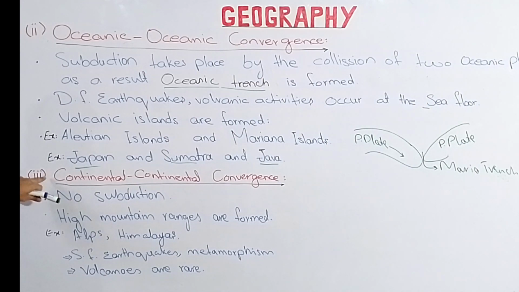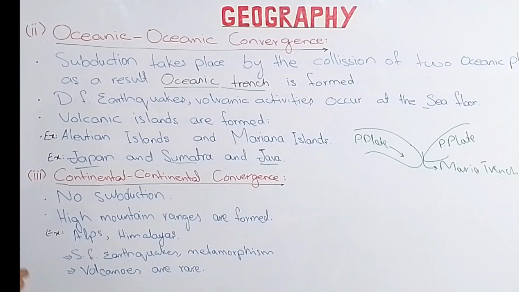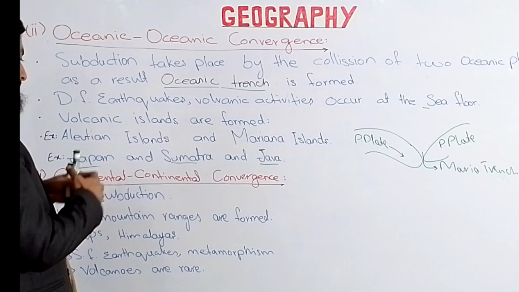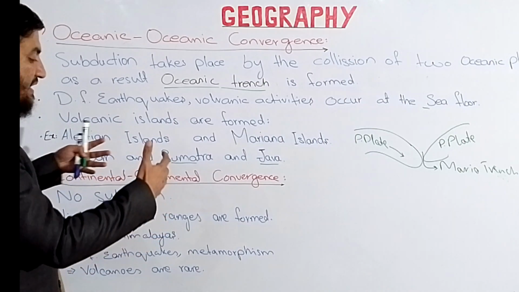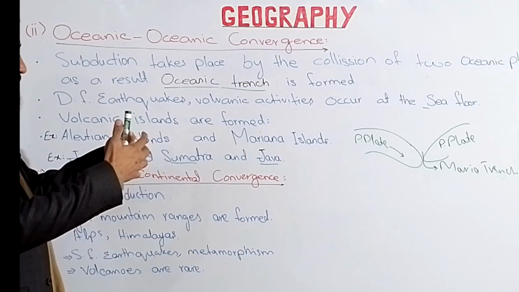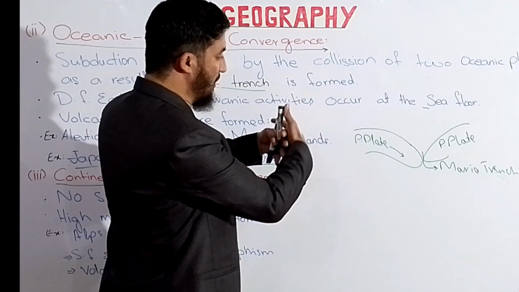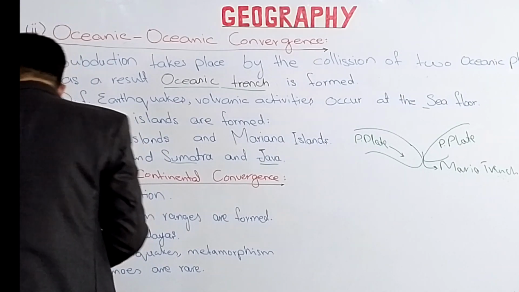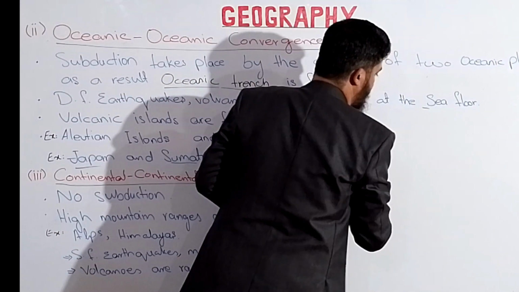Then comes the continental convergence. Here, no subduction takes place, because when the two plates collide with each other, they are so buoyant that they cannot subduct, so neither is subducting or overriding. So for example, we can understand by the picture.